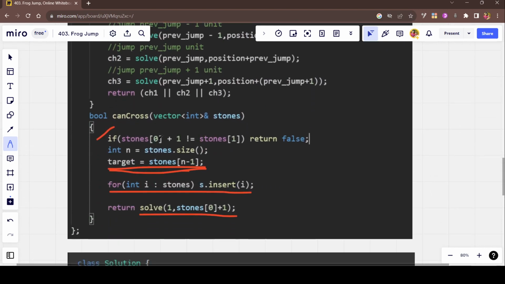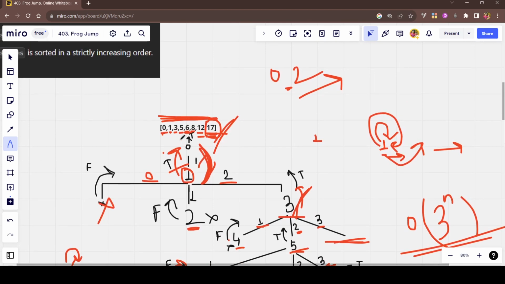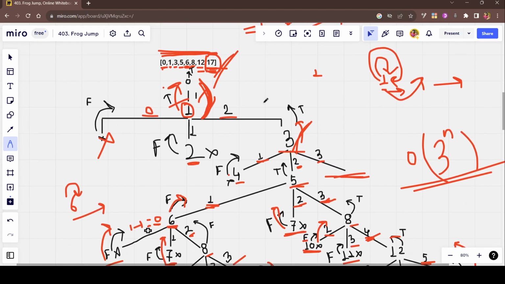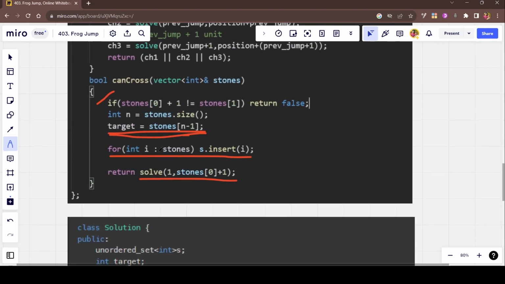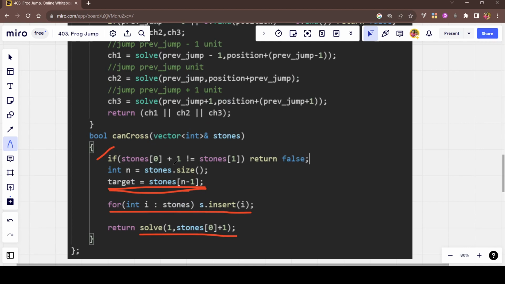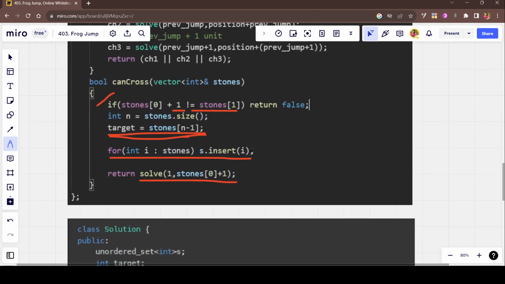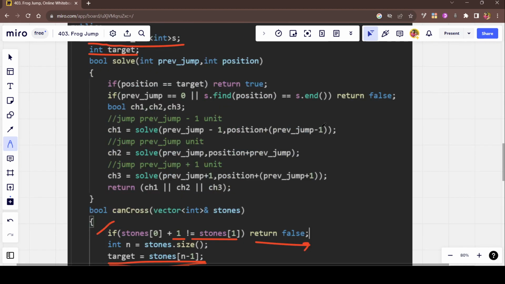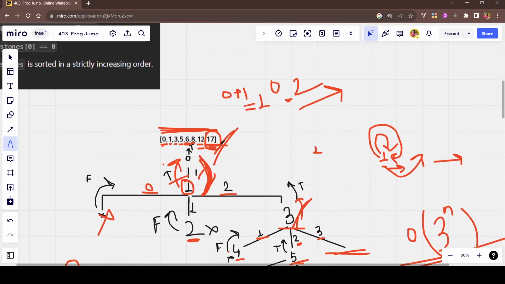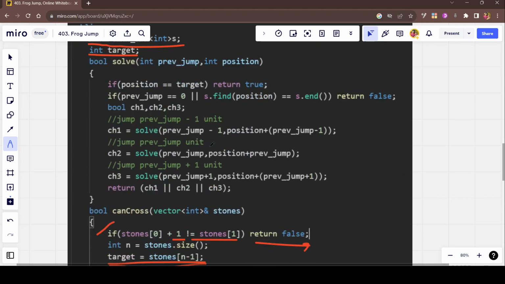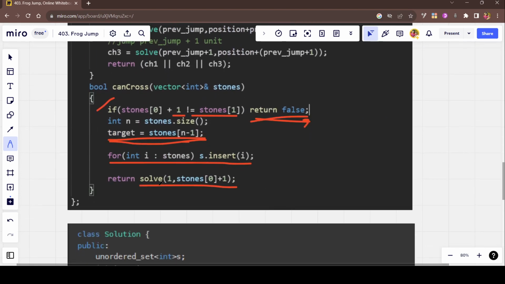So stones of 0 plus 1, in this example, 0 plus 1 will be 1. If it is not equal to stones of 1, then we are unable to go forward and place ourselves on the last index. So I will directly return false.